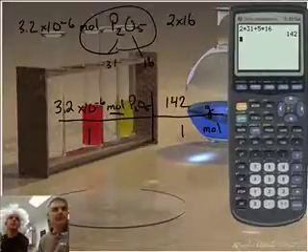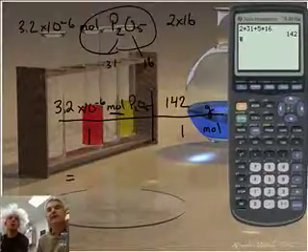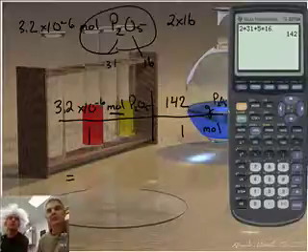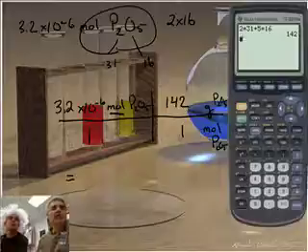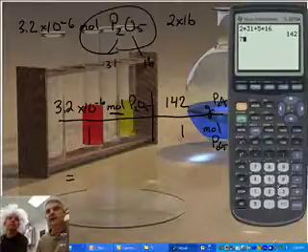Now that goes with the grams: 142 grams per 1 mole. Now our moles cancel, so we don't really have to worry about those. We're running out of space because the calculator is in the way. I'll try and write smaller.